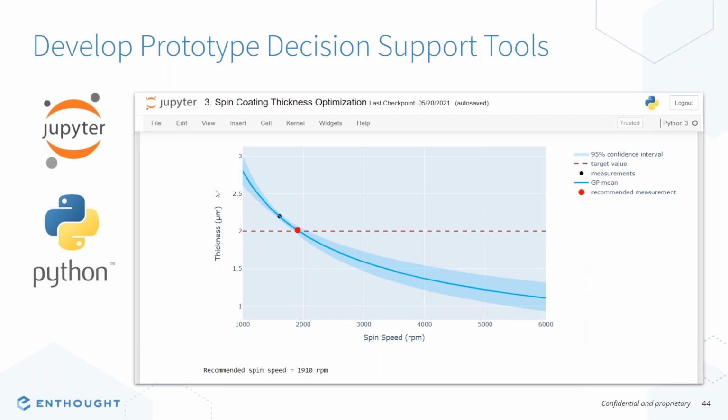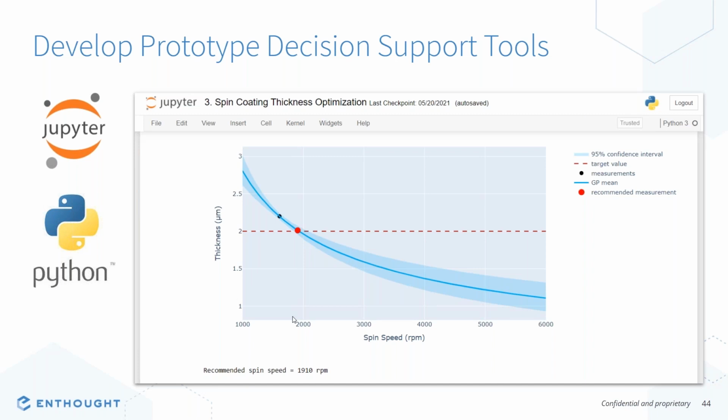This is being produced by our machine learning model. And the artificial intelligence algorithm is analyzing that fit and spitting back to you a recommendation. So it's saying, if I want to reach a target thickness of 2 microns, this is the spin speed that you should use in the lab. So you can prototype this sort of decision support tool. And this can be done, again, in a notebook. You can do this maybe in a couple of weeks and figure out, is this a powerful tool?